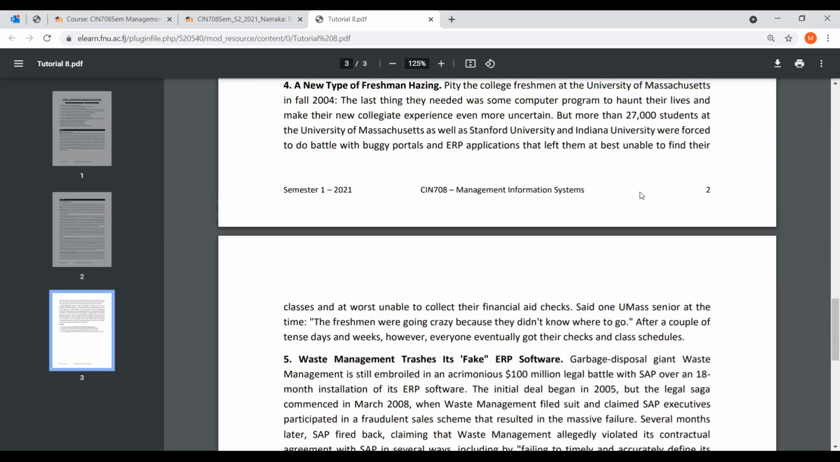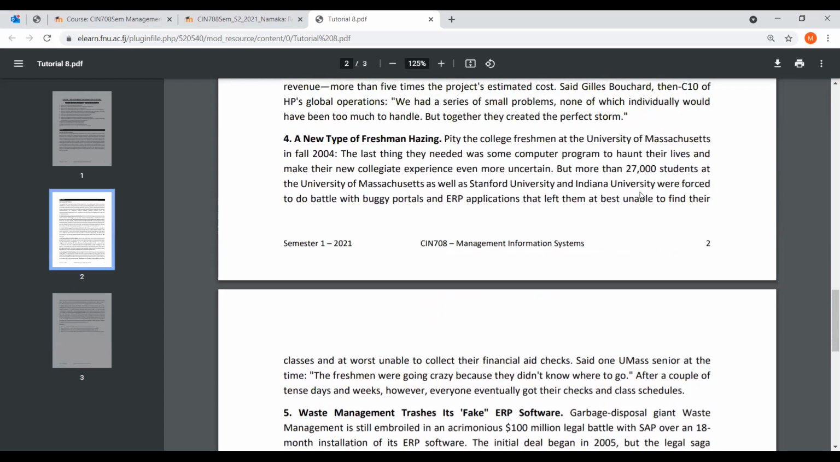Now, what has happened is this particular university had certain issues with the ERP system, and that led to a lot of difficulties with the student enrollment phase and the financial aid. Because of that, close to about 27,000 students were affected. Now, how come 27,000 students? The University of Massachusetts, or Massachusetts Institute of Technology, is one of the largest universities in the world, probably top 20 or top 15.